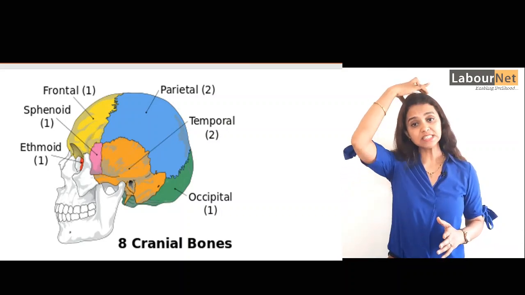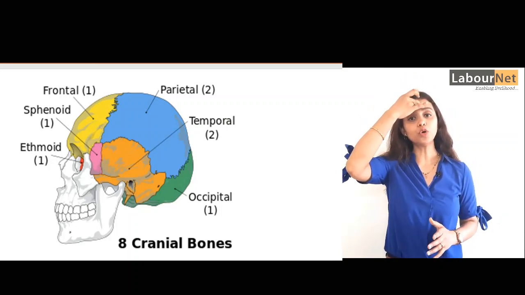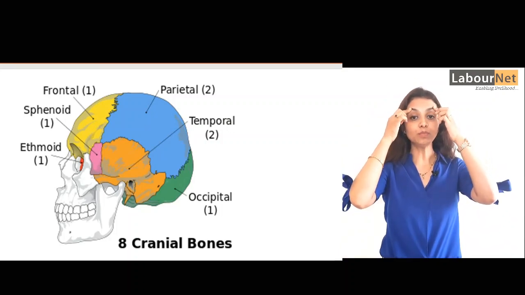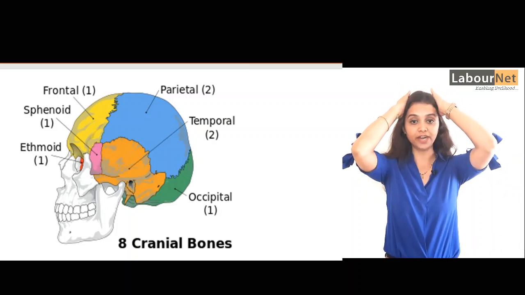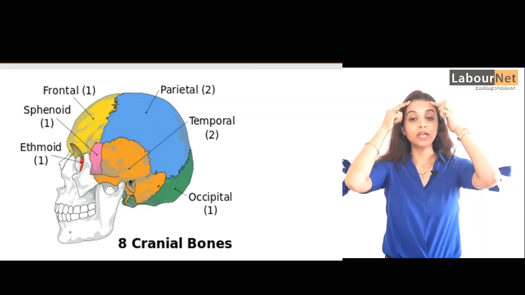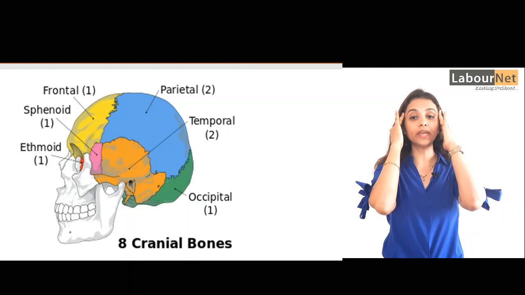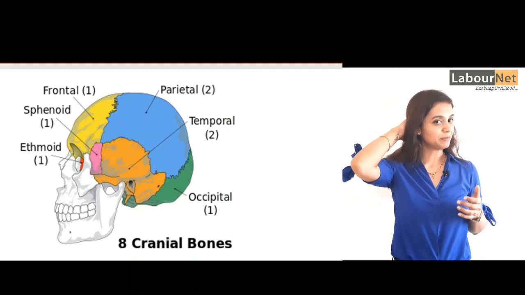Frontal bone, this is a flat bone that makes up your forehead. It also forms the upper portion of your eye sockets. Parietal bone, this is a pair of flat bones located on either side of your head behind the frontal bone and above your eyebrows. Temporal bone, this is again a pair of irregular bones located under each of the parietal bone. Then is occipital bone.